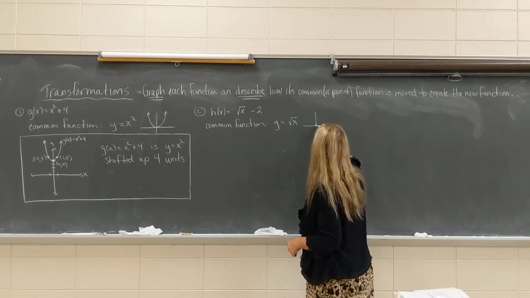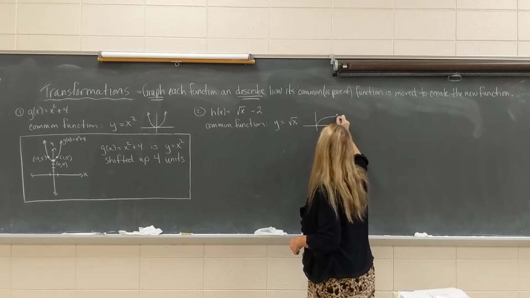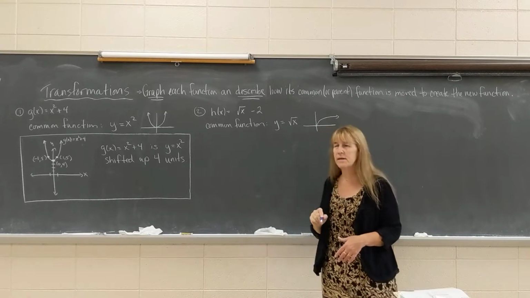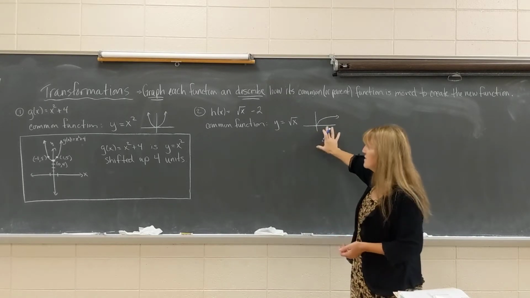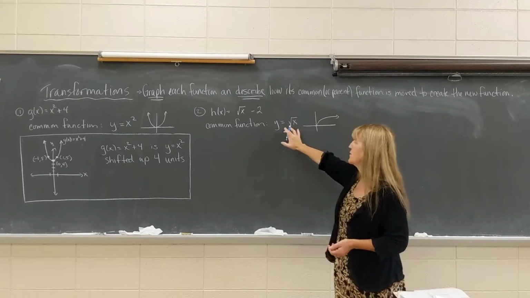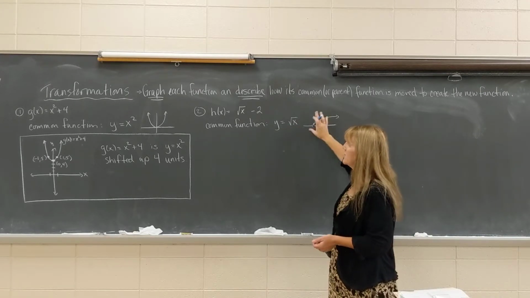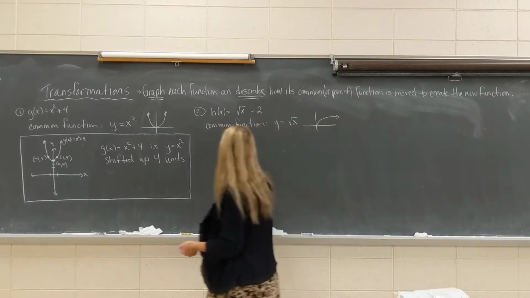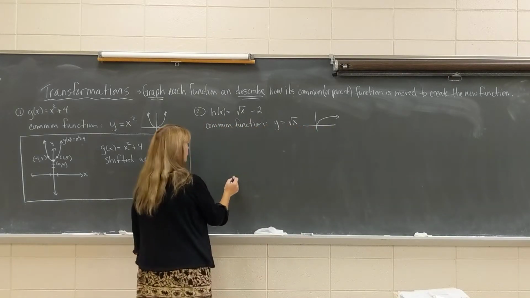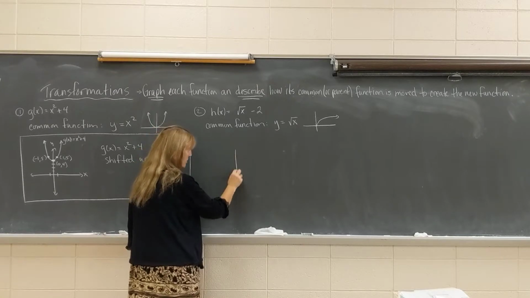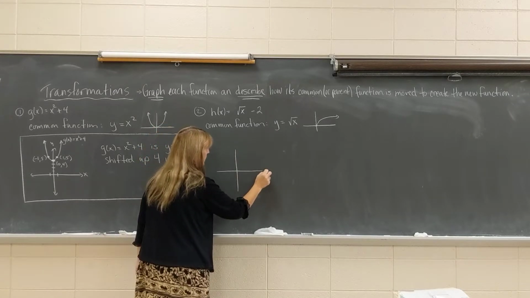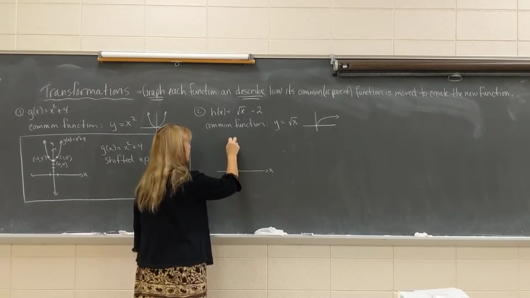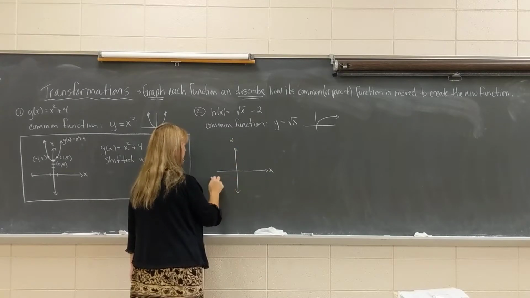We're going through the points 0, 0, 1, 1, 4, 2, 9, 3, and so on. So this is the general idea of what y equals the square root of x looks like. Not being too particular, but it gives the idea out there. So now we're going to graph h of x equals the square root of x, and then minus 2. So here's my x-axis, my y-axis.